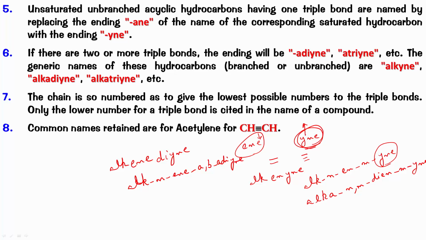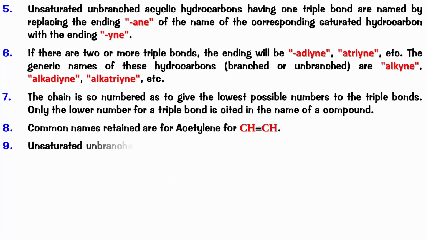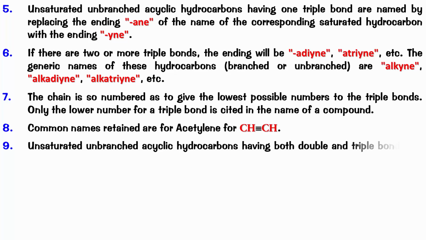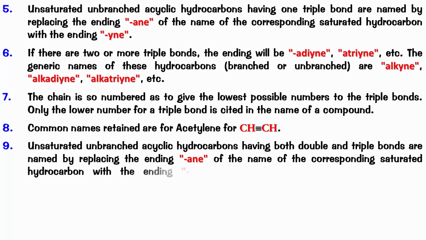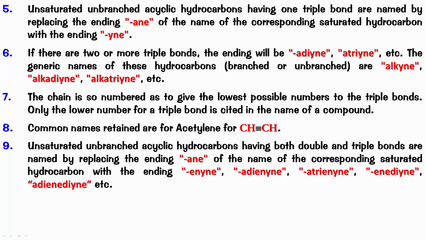So let's figure out how to name this. Unsaturated, unbranched acyclic hydrocarbons having both double and triple bonds are named by replacing the ending "ane" with "ene", a diene, a triene, "ene diene", and a diene. Now remember, if both of them are 2, you put the a only once here.